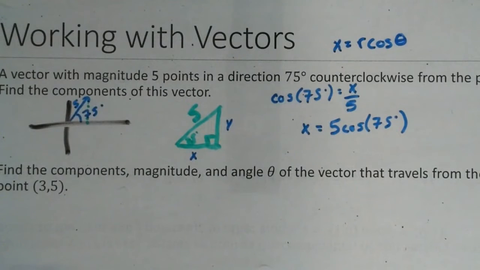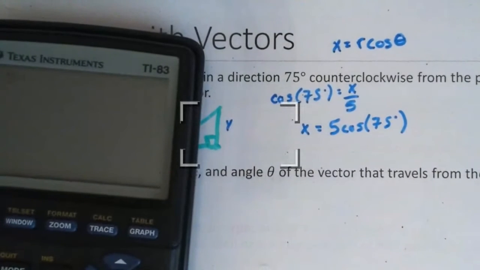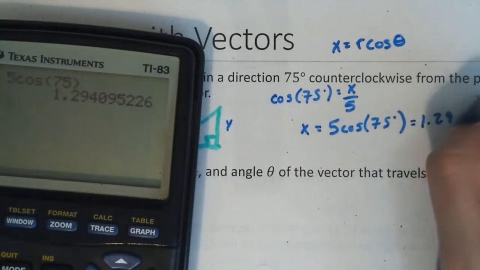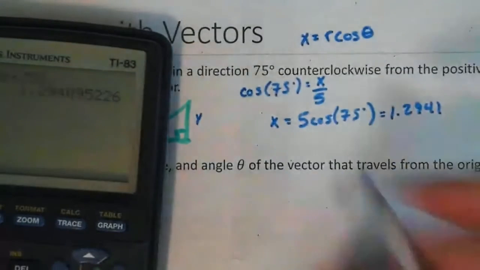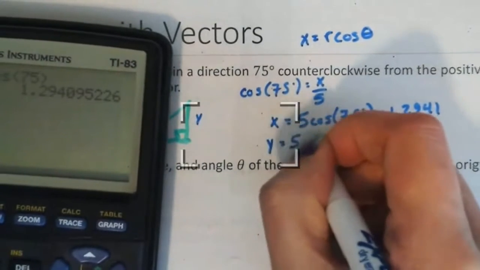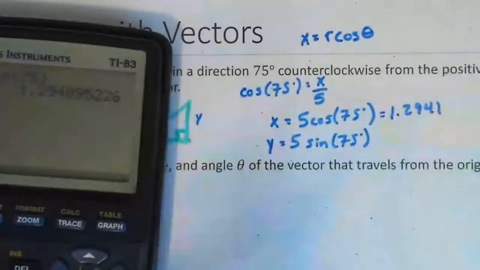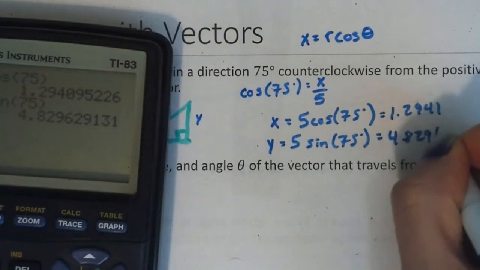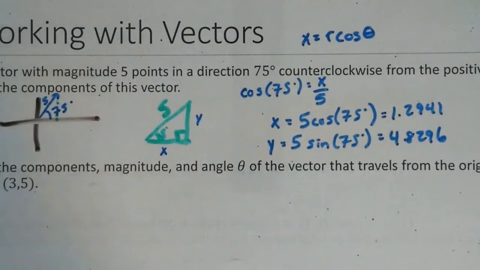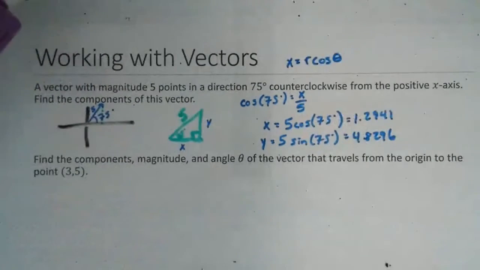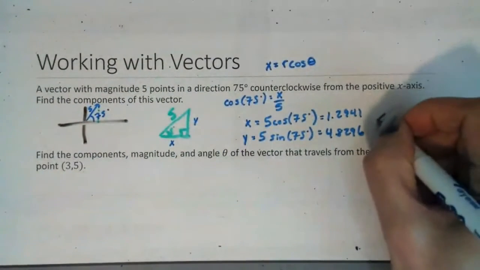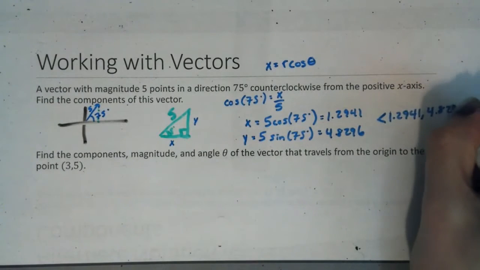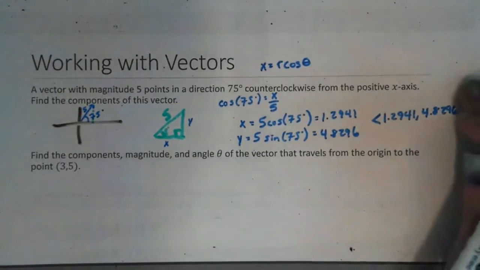All right, I already made sure that my calculator is in degree mode, so let's do 5 cosine of 75. We get that the x component is 1.2941. And then as you can imagine, y is going to be equal to 5 times the sine of 75 degrees, which gives us 4.8296. So if we wanted to write this in component form, we could write it as angle bracket 1.2941, comma 4.8296. Close the bracket.